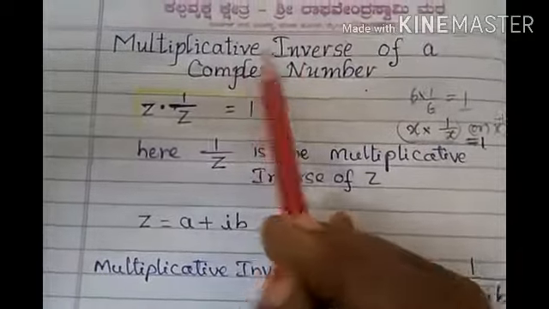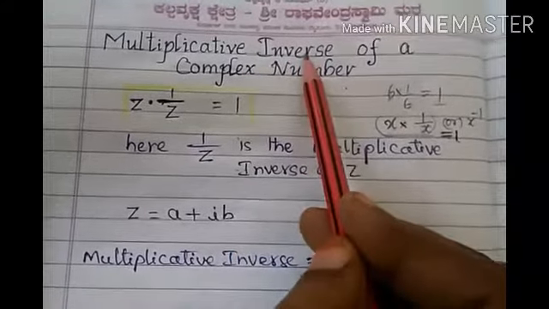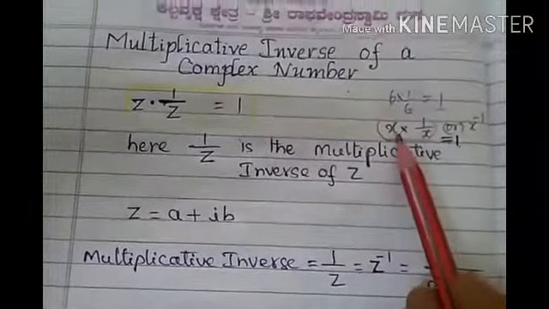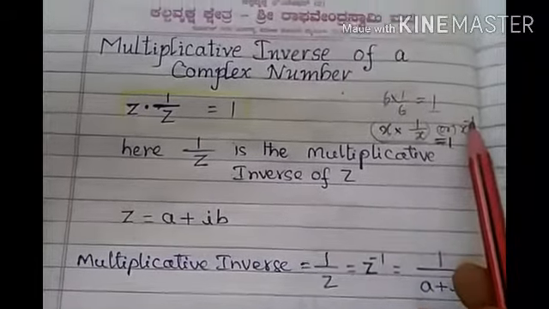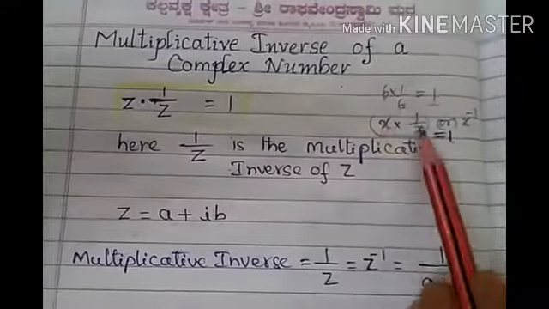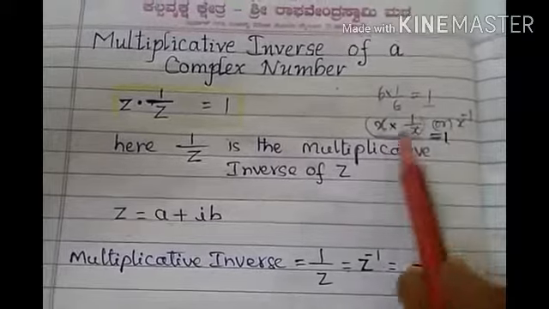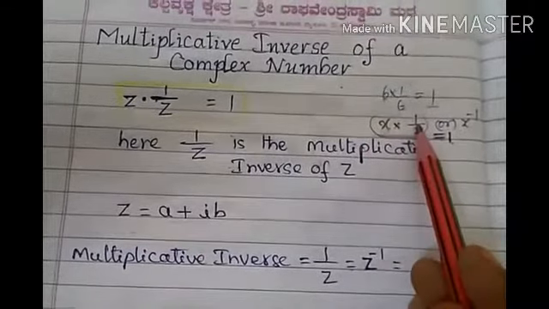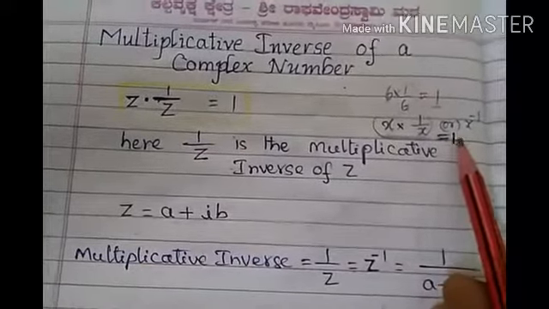What is a multiplicative inverse? The multiplicative inverse, or reciprocal, of a number x is denoted by 1 by x or x inverse, which when multiplied with x gives the multiplicative identity 1. That means if you multiply any number with its multiplicative inverse, you get the multiplicative identity 1.